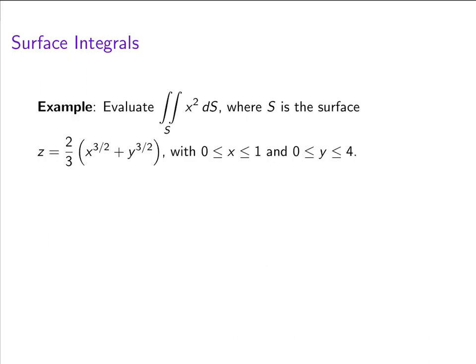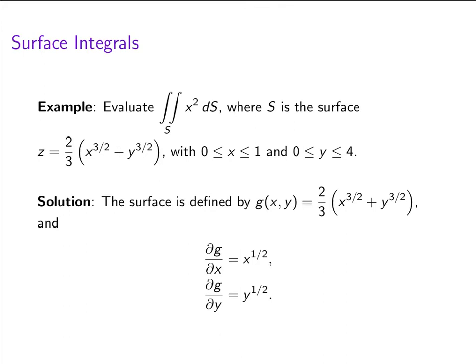All right, let's do an example. We're going to compute the double integral over S of x squared dS, and S is the surface given by this function: z equals 2/3 x to the 3/2 plus y to the 3/2. And let's just say that the values of x go between 0 and 1, the values of y go between 0 and 4.